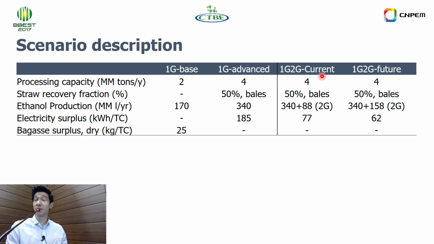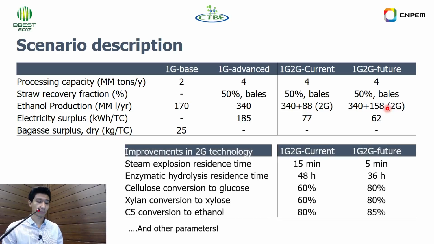Considering the second generation plants integrated to first generation, we basically have the same technology for first generation, which is the 1G advanced. On the other hand, we have different amounts of second generation or cellulosic ethanol production. From 88 million liters of second generation ethanol in the current period, we can move to 158 million liters in a future technology. And how can we get this? Basically, through our assumptions on technology changes.